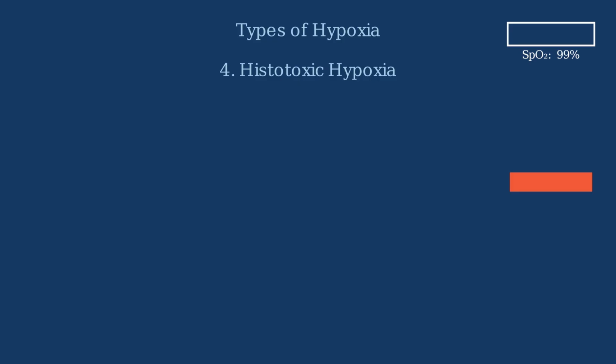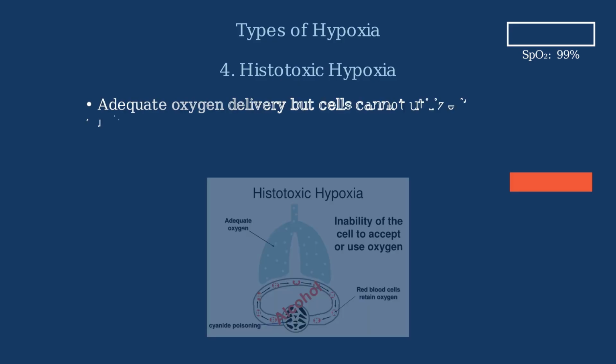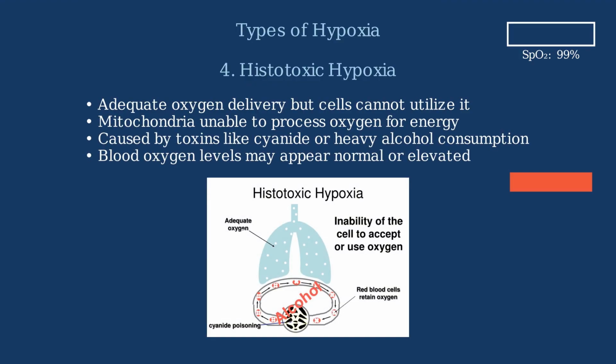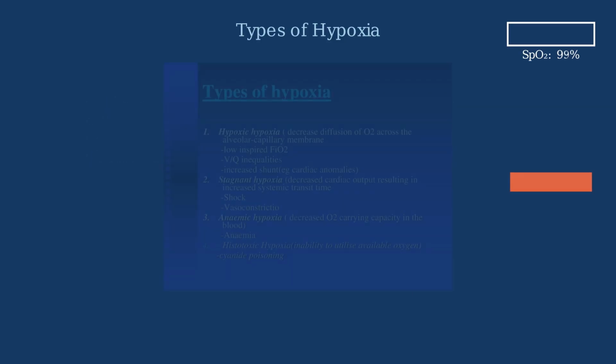The fourth type is histotoxic hypoxia. This occurs when cells cannot effectively use the oxygen that is delivered to them. In histotoxic hypoxia, oxygen transport to tissues is normal, but the cells cannot utilize the oxygen due to toxic effects on cellular metabolism. The mitochondria, which are the cell's energy factories, cannot process oxygen properly. This type of hypoxia is typically caused by toxins such as cyanide, which blocks cellular respiration, or by heavy alcohol consumption. Paradoxically, blood oxygen levels may appear normal or even elevated, as the oxygen remains in the bloodstream rather than being used by the tissues.